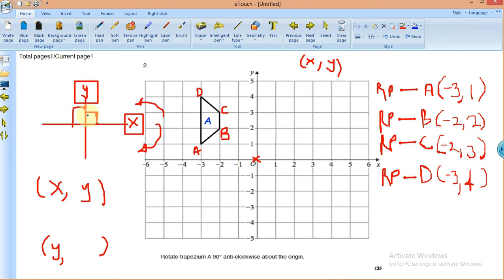So you have, this is y, so below y is minus y, and to the left hand side of x is minus x. Okay, so you now look at it. So 90 degrees clockwise means that y changes to minus x.